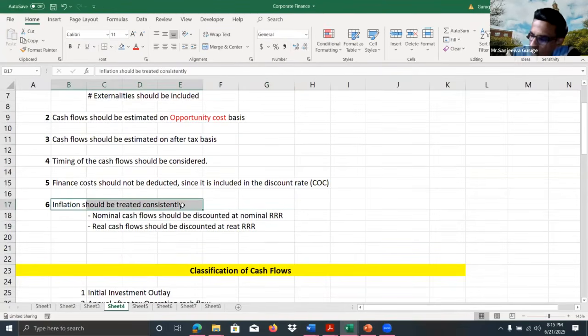We have to identify the basis of estimating the cash flows. We have to see whether the cash flows have been estimated in nominal terms or real terms, which means with inflation or without inflation. The discount rate should be used in line with that. If the cash flows are given in nominal terms, but the real required rate of return is given, then the discount rate should be converted to a nominal rate. It should be consistent. But if both are given in nominal terms or both in real terms, then it is not necessary.